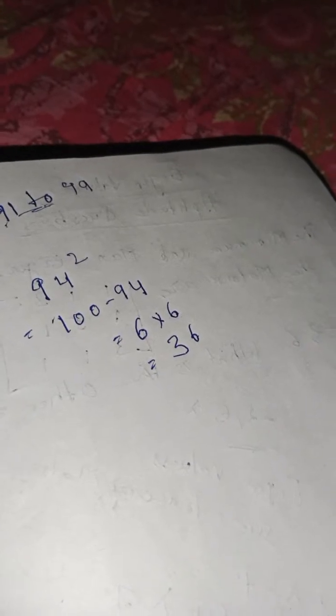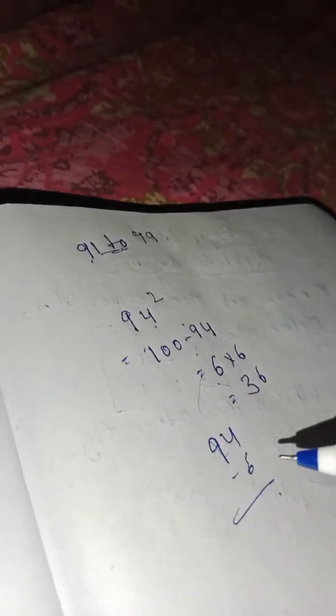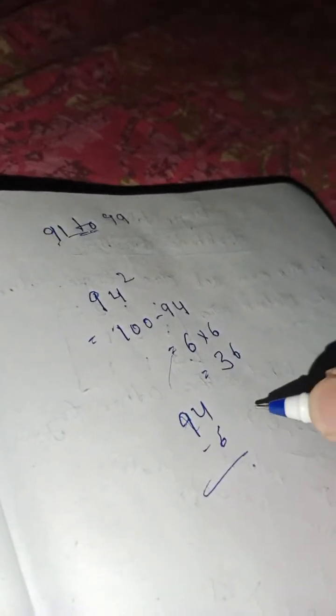subtract 100 with 94. So we'll be getting 6, right? Do the square of 6. 6 sixes are 36. So 6 sixes are 36, right? फिर से क्या करना है अपन को, 94 में से 6. So what will be getting, 88. So square of 94 is 8836.